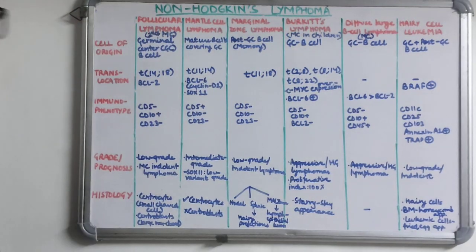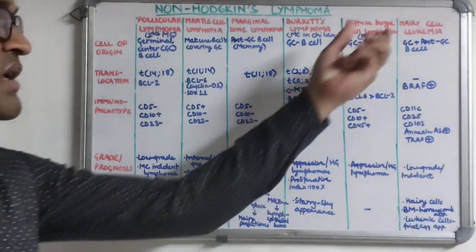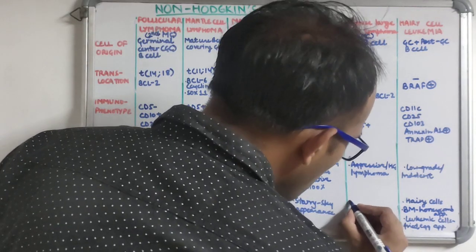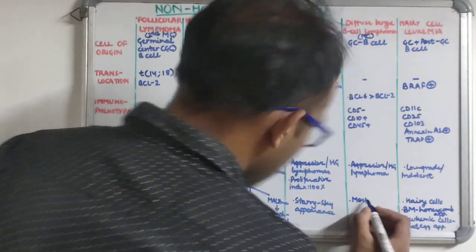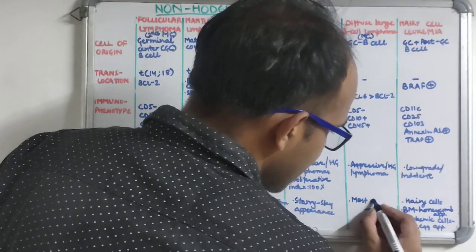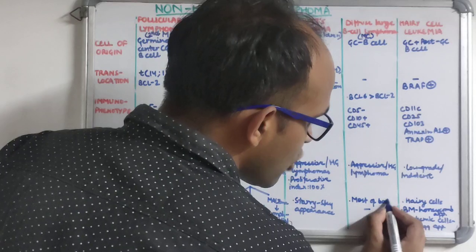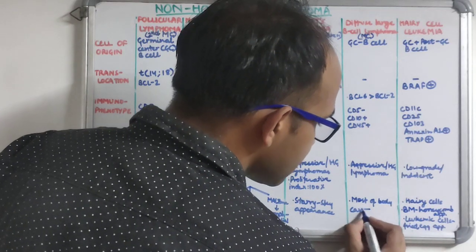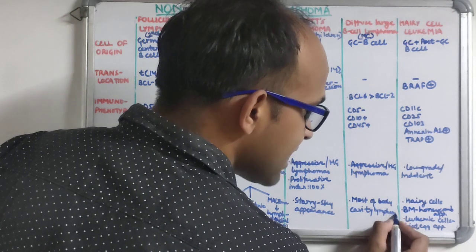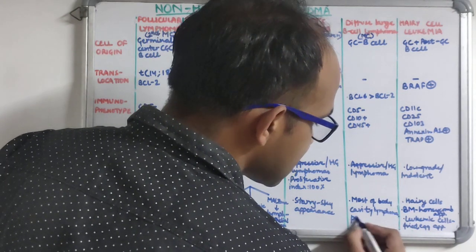Here I want to tell you something about DLBCL. DLBCL is the most common non-Hodgkin's lymphoma. Apart from that, I am writing it under histology, but otherwise it will come under epidemiology, that it accounts for most body cavity lymphomas, most post-transplant lymphomas, and most CNS lymphomas.